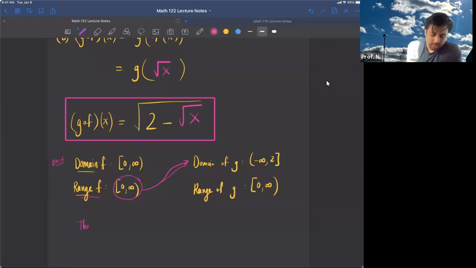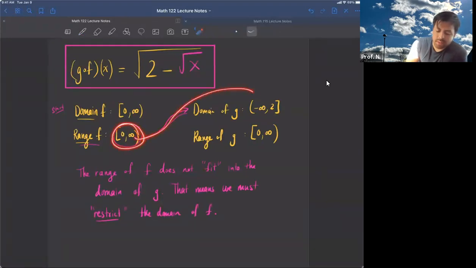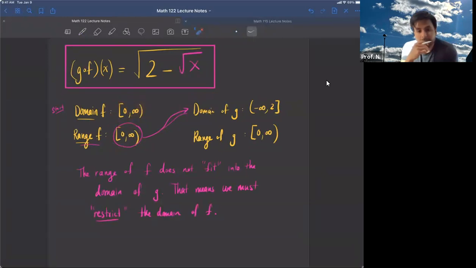So I'm just going to say that. The range of f does not, quote unquote, fit into the domain of g. Now, what does that entail us to do? That means we must restrict the domain of f. So in order to make this smaller so that it can fit here, I must do something to the original domain. So it's not going to be 0 to infinity. I have to restrict it somehow. Now, how would I do that?